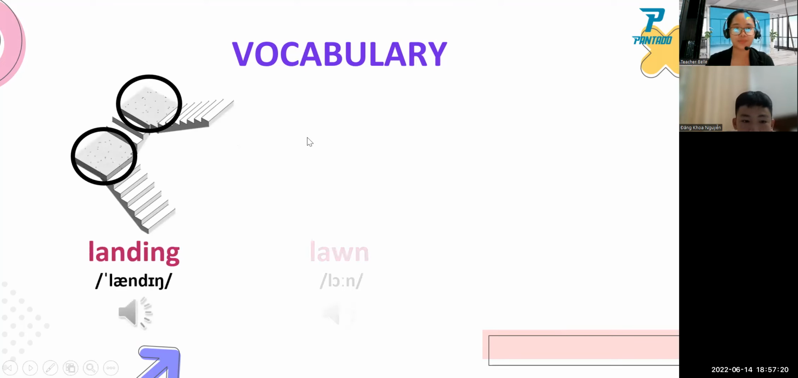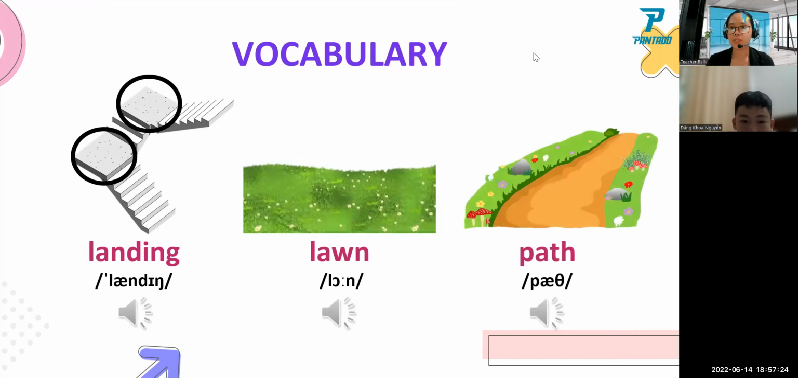Okay, now let's go. Oh, let me share my sound. Landing. Landing. Oh, can you see the picture, landing? Yes, I can. Okay, it's like stairs. Does your house have stairs? Every house has stairs. Okay. So it is a level area at the top of the staircase or below the staircase, like this one. This is the landing area, okay?